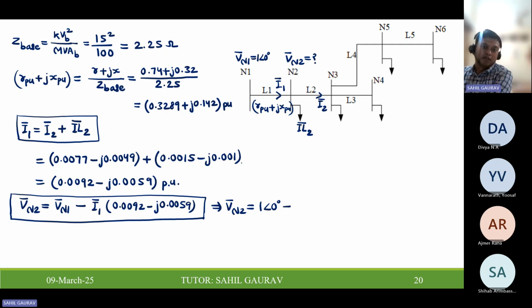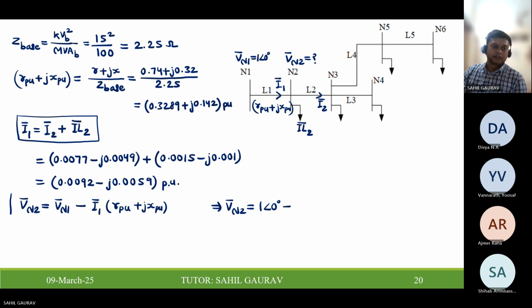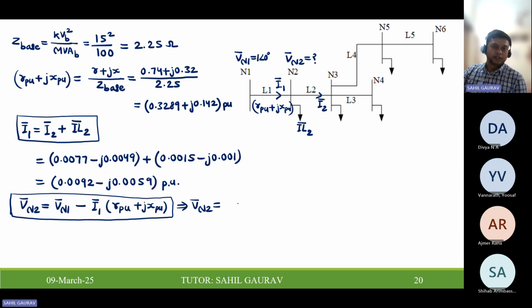So I1, sorry, I made a mistake here. So this is R per unit plus Jx per unit. So Vn1 is 1 at the angle of 0 degree minus I1 into 0.0092 minus J0.0059. If you got the answer, you can type in the chat box.